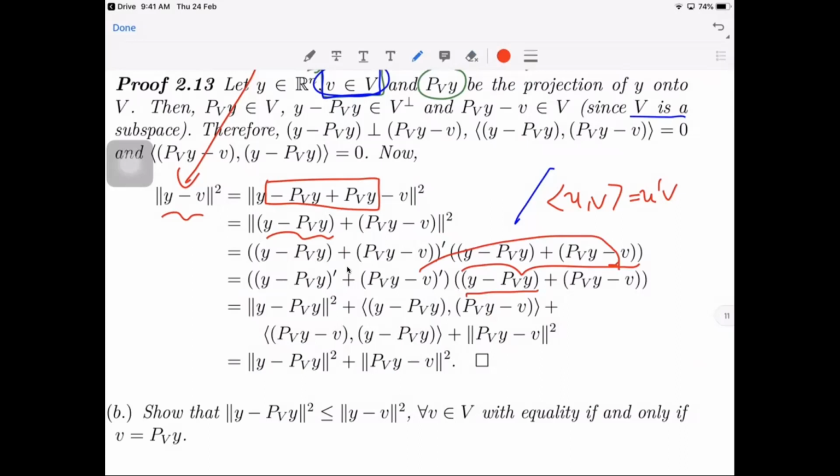Now, we have shown earlier na this part and this part is equal to, sa gani? 0. Ngano gani? Orthogonal na silang duha. So ang inner product nila is 0 by definition of orthogonality. This is just 0. This is 0. So what remains is this one.